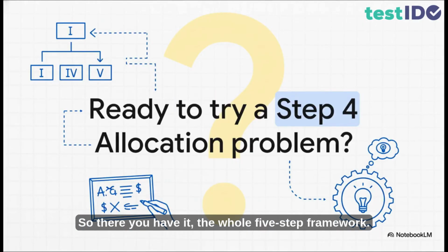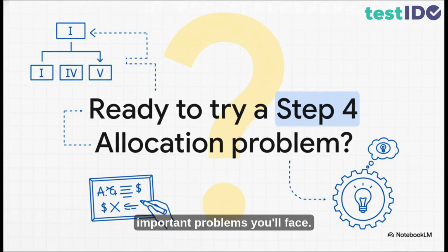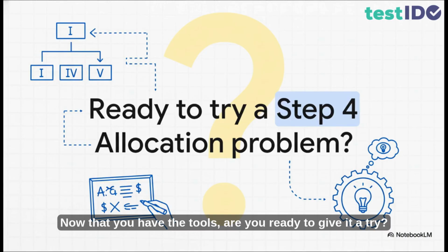So there you have it, the whole 5-step framework. But look, knowing the theory is the first step. The real learning happens when you start applying it. That step 4 allocation math we did is one of the most important problems you'll face. Now that you have the tools, are you ready to give it a try?